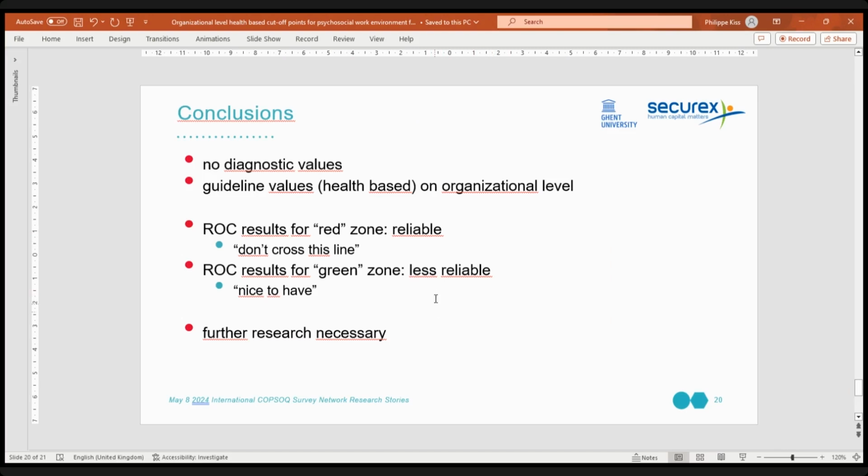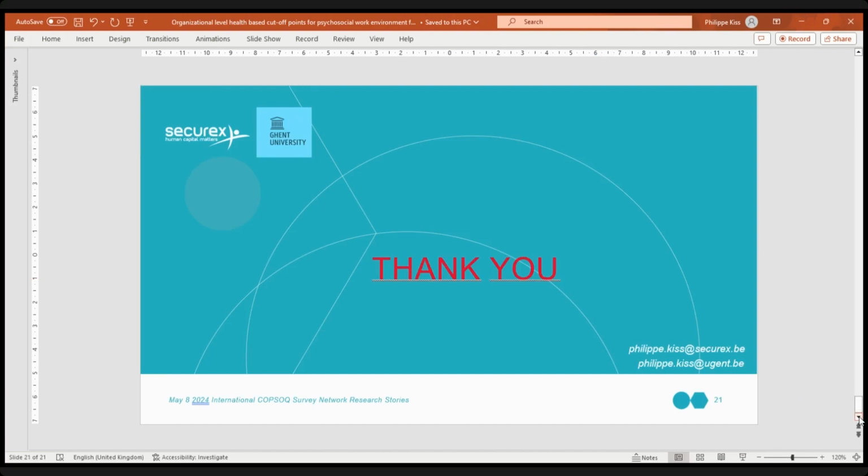pupil. They are less reliable. Let's say, nice to have. When you're in the green zone, well, very good. Applause. You're on the good side. When you're yellow, okay, blah, blah. When you're red, definitely not. And of course, as for every research, further research is necessary. And I think that was it. Thanks.